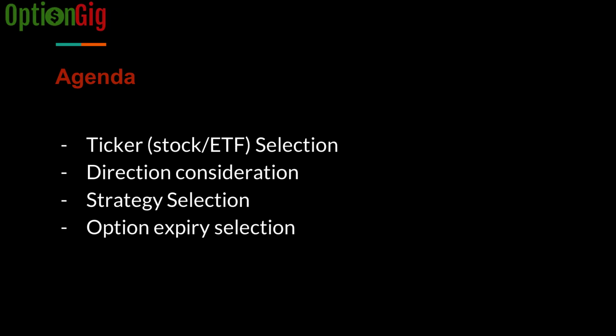Alright, so on the list today, for opening up an option trade, we will look at the factors that should govern our ticker selection, either the stock or the ETF. There are thousands of stocks and ETFs on which options are available. Which one to pick is like finding a needle in a haystack, but we will cover various factors which will allow you to filter down the list and arrive at a few stocks or tickers that you should use for option trading.